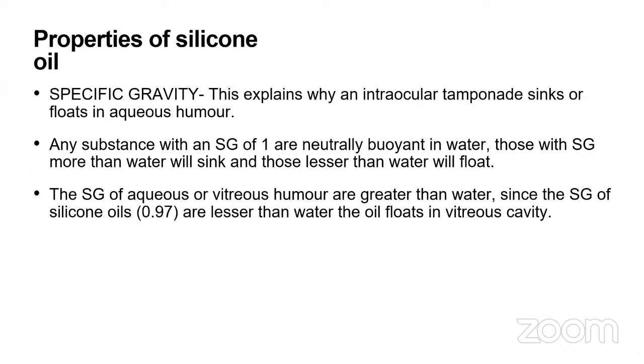So first, coming to properties of silicone oil. Coming to specific gravity, this explains why an intraocular tamponade such as silicone oil sinks or floats in aqueous humor. Any substance with a specific gravity of 1 is neutrally buoyant in water. Those with specific gravity more than water will sink, and those lesser than water will float. The specific gravity of aqueous or vitreous humor is greater than water. Since the specific gravity of silicone oil, that is 0.97, is lesser than water, the oil always floats in the vitreous cavity.